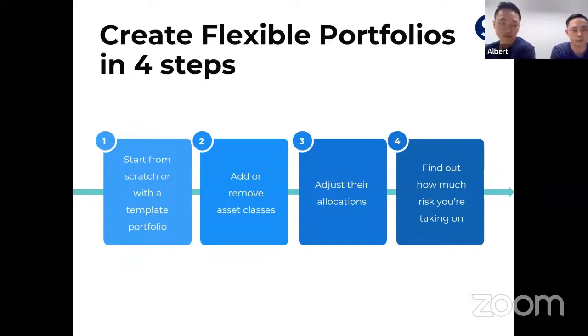These are just slides to give you a brief understanding. The demo will be in more detail later. But essentially, the first step is you can do it from scratch with a template portfolio. You can, after that, add or remove asset classes given your preference. You can also adjust their allocations afterwards, and then at the end, you can find out, okay, this is the portfolio I've created. What is the risk that you are taking on when investing in such a portfolio?